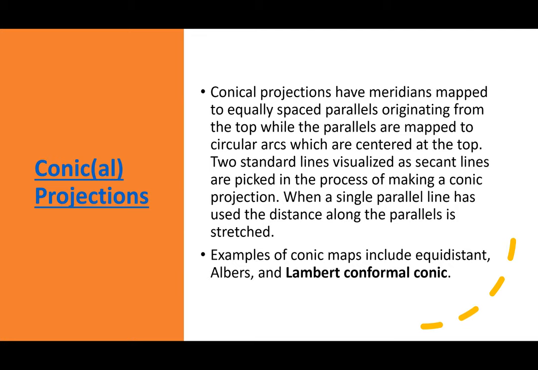And we have conic or conical projections. They have meridians mapped to equally spaced parallels originating from the top, while the parallels are mapped to circular arcs, which are centered at the top. Two standard lines visualized as secant lines are picked in the process of making a conic projection. When a single parallel line is used, the distance along the parallel is stretched.